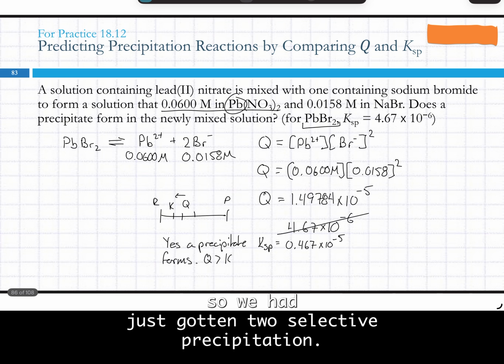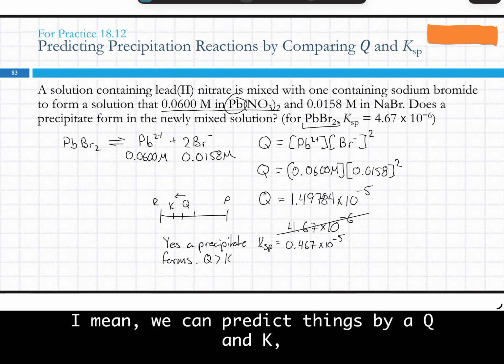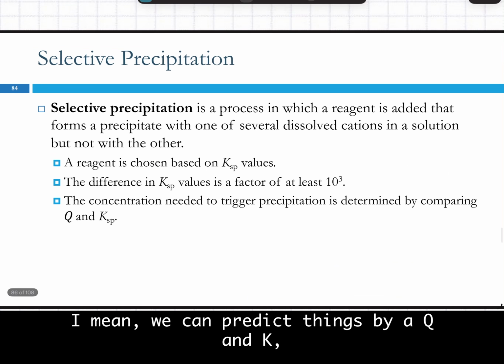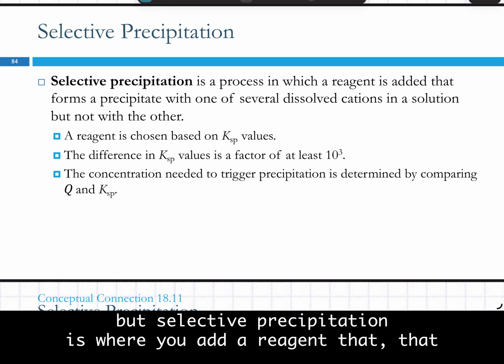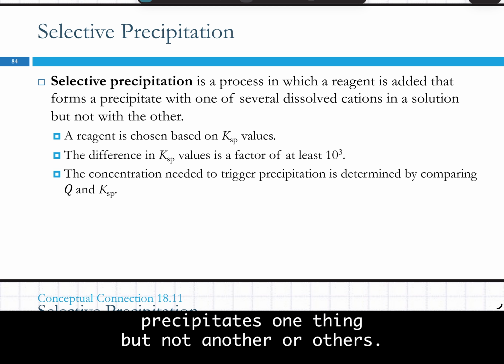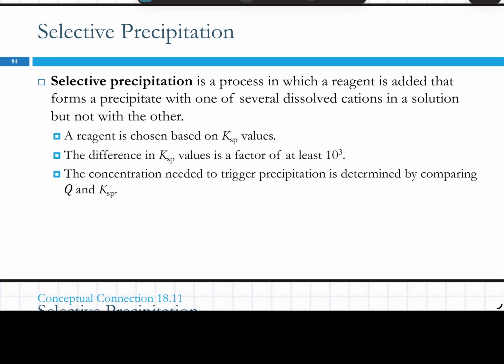So we had just gotten to selective precipitation. I mean, we can predict things by Q and K, whether or not they're going to precipitate, but selective precipitation is where you add a reagent that precipitates one thing but not another or others, as will be the case with qualitative analysis. First, though, we're going to talk about quantitative precipitation. Or really, I guess the quantities involved in precipitation.